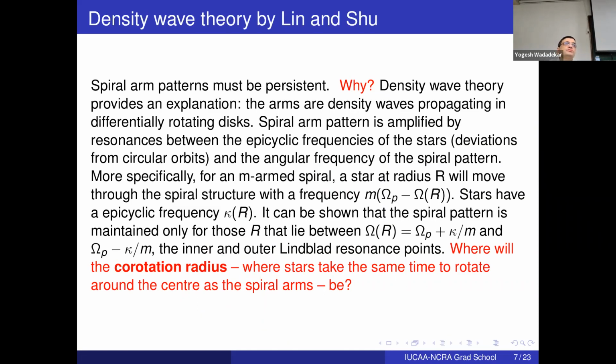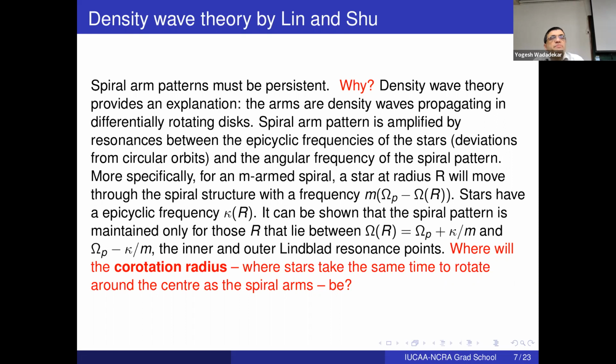So this leads to the main theory that we have for the creation and sustenance of spiral arms, and that is called the density wave theory. And it's due to Lin and Shu. Those of you who have heard of this book called The Physical Universe by Frank Shu, that is one of the standard introductory texts. So this is the same Shu.